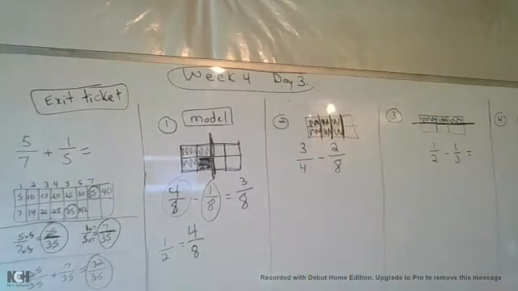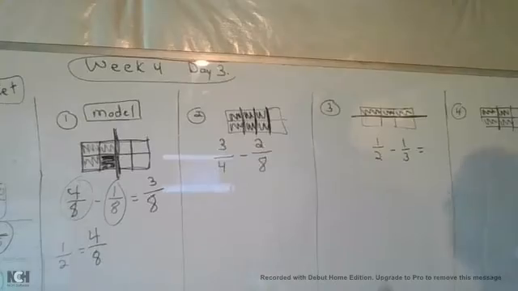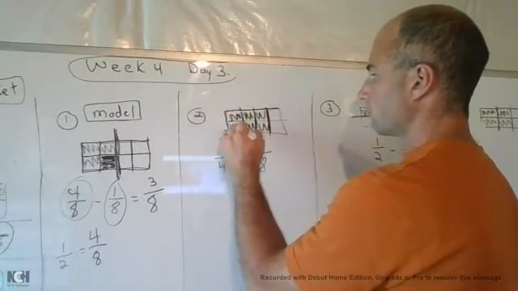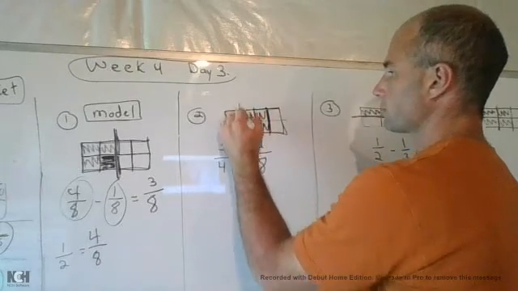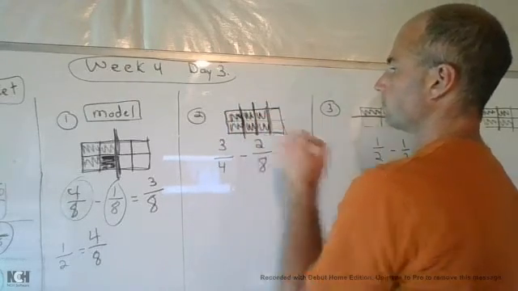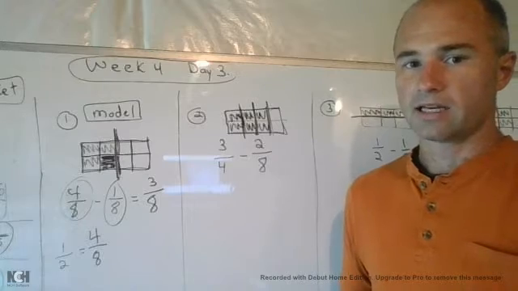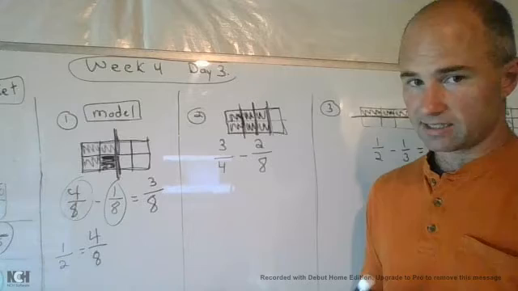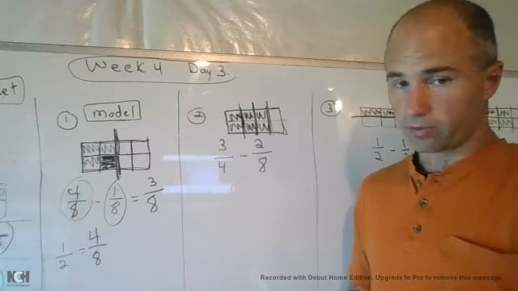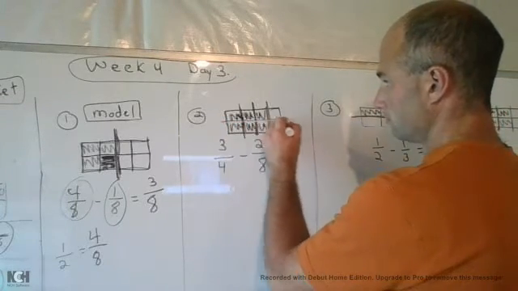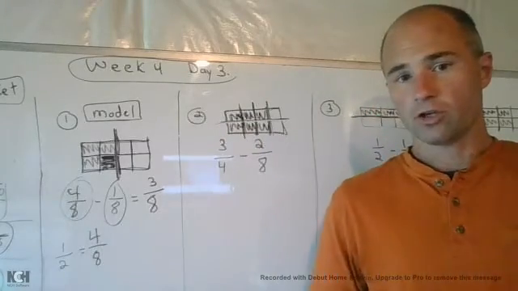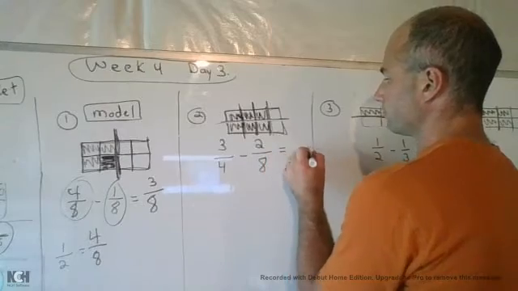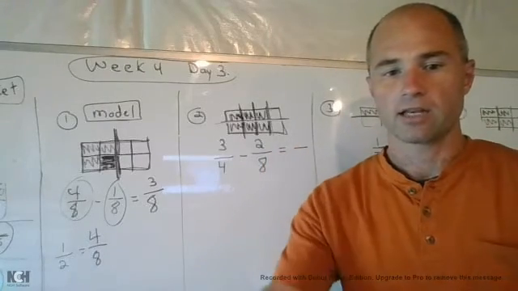All right, number 2, 3/4 minus 2/8. So I took a box originally and broke it into fourths. Then, because I'm taking away 2/8, I broke that same box up into 8 parts instead of 4 parts. Now you work on taking away 2/8 of that to come up with an answer. Go ahead and do that now by hitting the pause button.